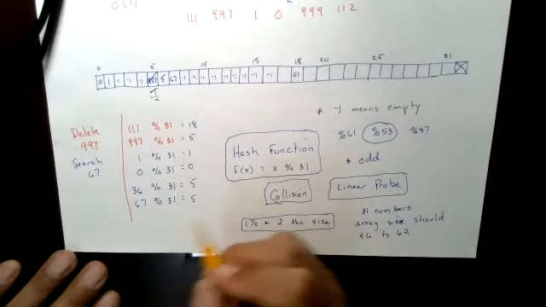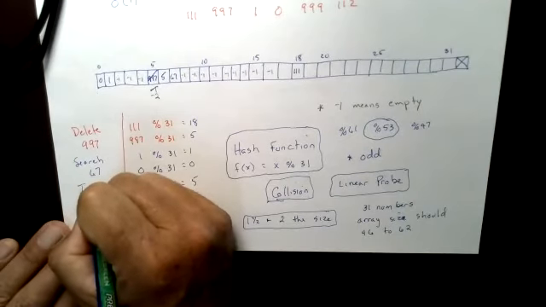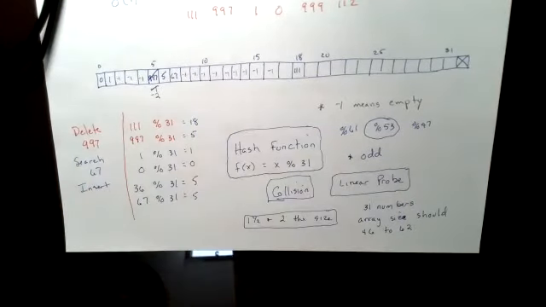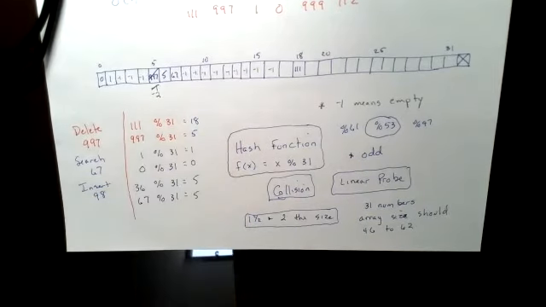What if I now said, I'd like to insert, let's see what we got, 98. Where would 98 go?